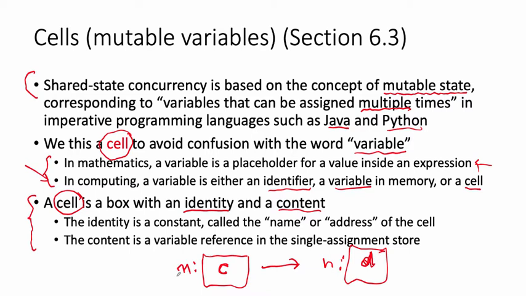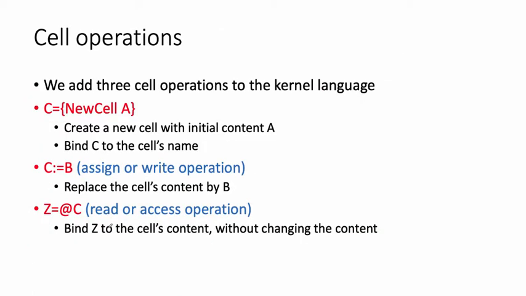The name or the identity is also sometimes called the address. If you look at memory in processors, you usually have 64-bit words which have an address. Those are actually cells semantically because you can update them, and the name of those boxes is called the address. Okay, so this is the terminology. And the content of a cell is just a variable, a variable in the single assignment store.